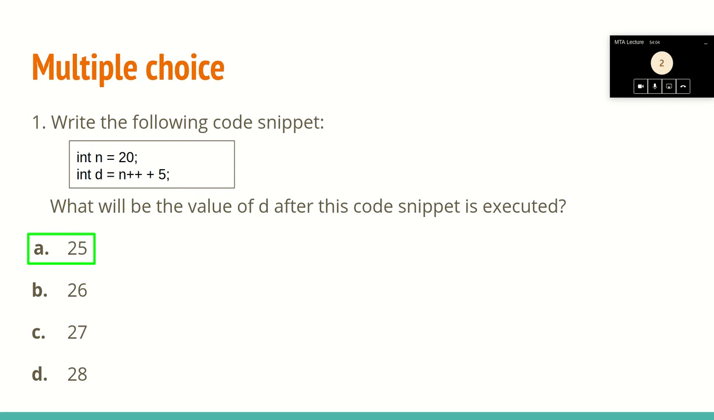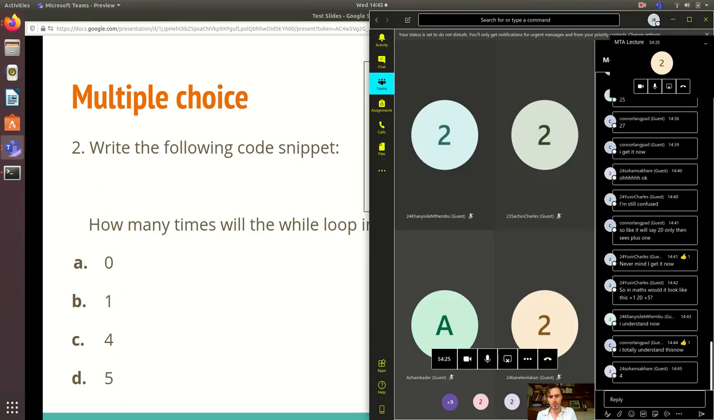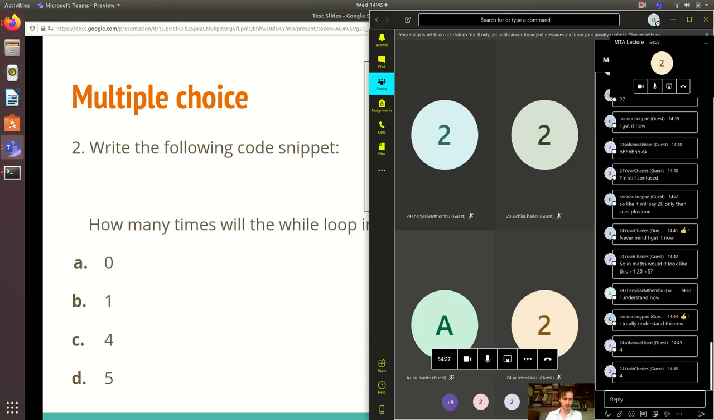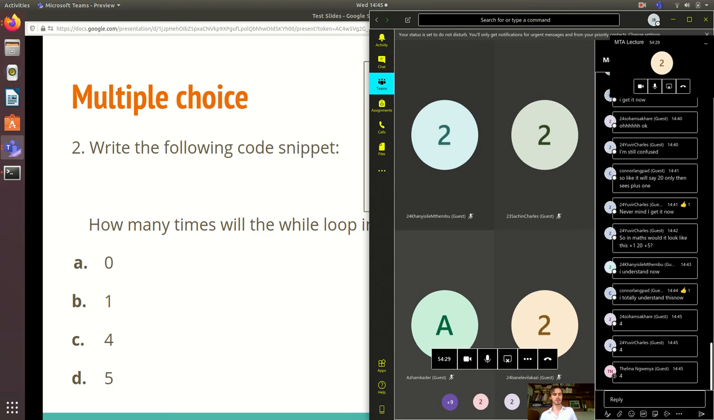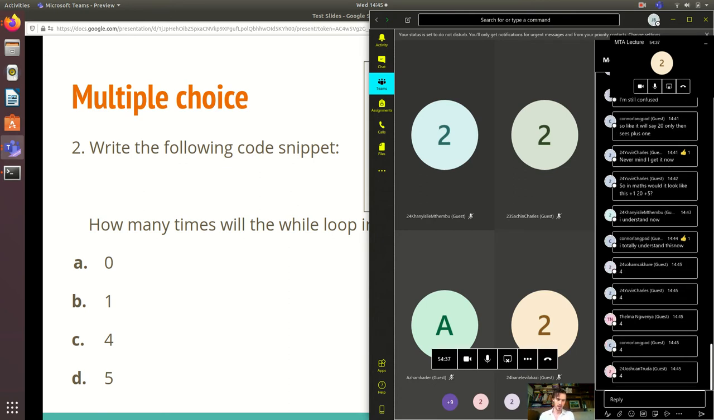Cool. So, second question. Write the following code snippets. Okay, we have a while loop. Int i equals 5, while i less than 5, Console.WriteLine i plus plus. And all they want us to find out is how many times the while loop in the code snippet will be executed. Okay, you guys are very confident on this. I'm glad we covered this a lot, and that is correct. The answer is 4.